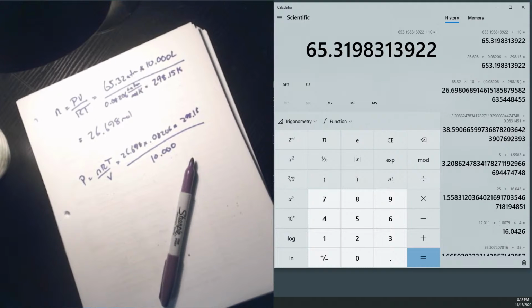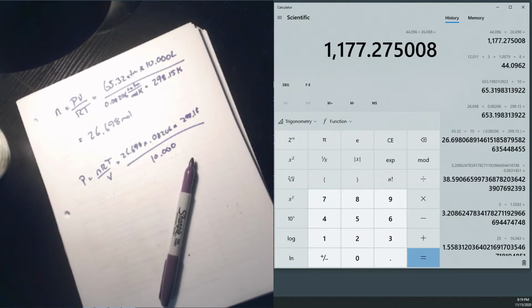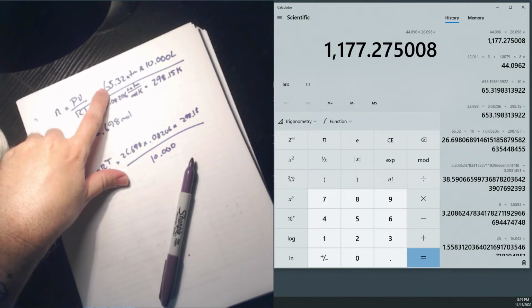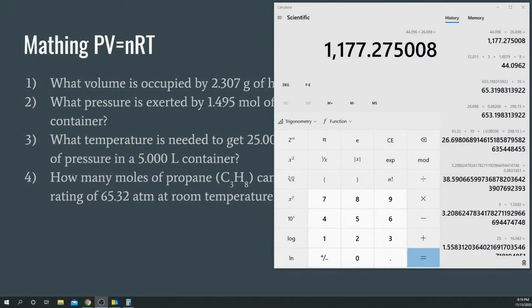Let's see. That's the molar mass of propane, so 44.096 times 26.698. That means that you can fit 1177-ish grams of propane in a 10-liter tank before it'll burst. I think that I might have actually gotten that from a website when I made this problem. I actually Googled, maybe, the actual burst rating of propane tanks.